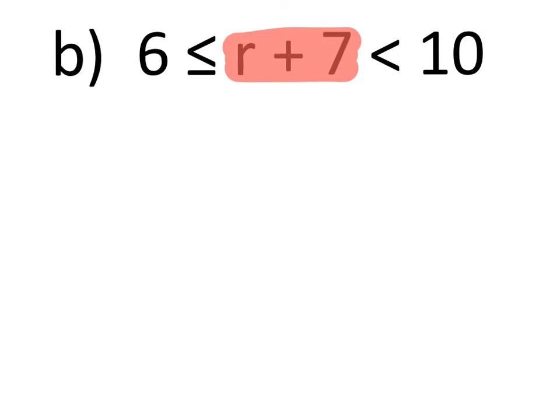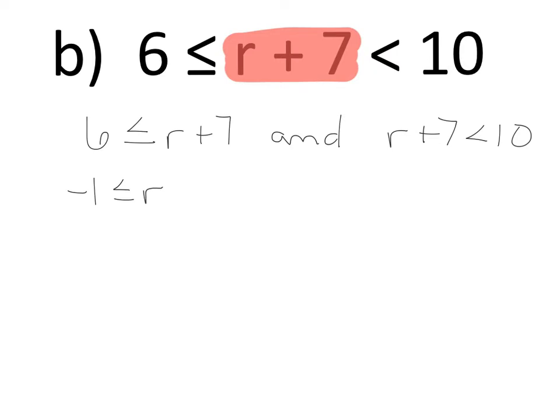So when I write this, I'm going to have 6 less than or equal to r plus 7, and r plus 7 is less than 10. Now you're going to solve both parts. I'm going to subtract the 7 here and get negative 1. I'm going to subtract the 7 here and get 3.